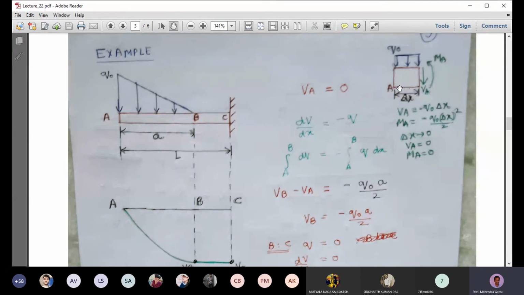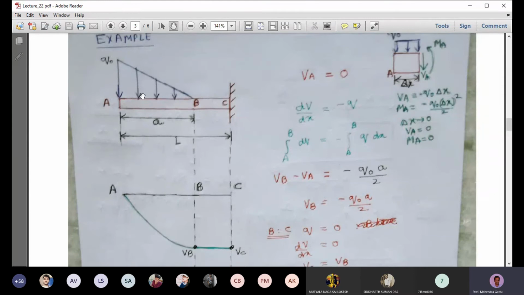Again, because we are very close to A, we can assume del x to be 0, and we get VA is 0 and MA is 0. So at A, there is 0 bending moment and 0 shear force. Okay, so with this information, we can now do our calculation for finding the shear force.